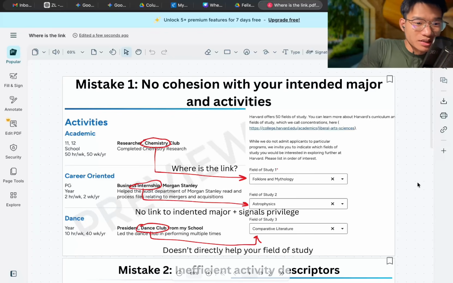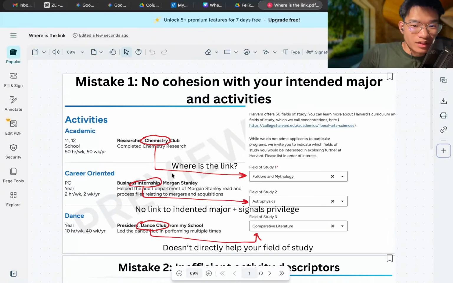Initially, I wanted to do this just in a pure audio form, but I feel like having some photos to represent what I'm talking about might be a bit easier for others to follow. So mistake number one is no cohesion with your intended major and activities.